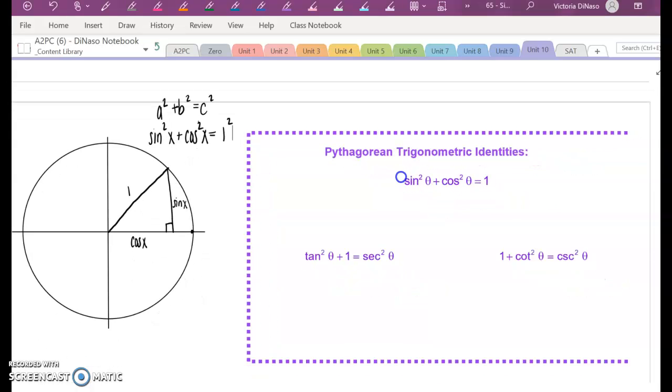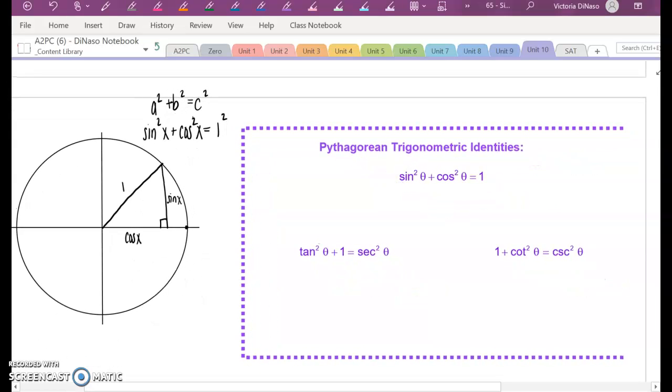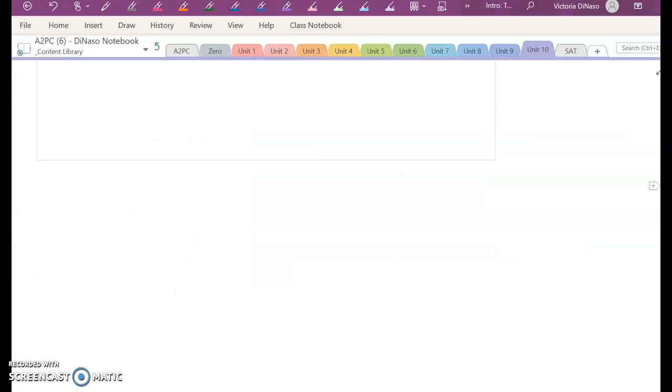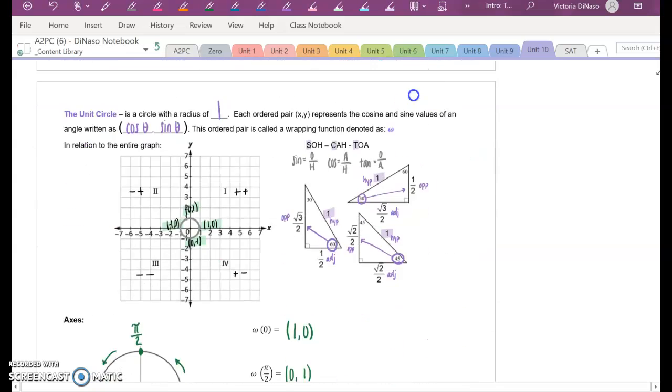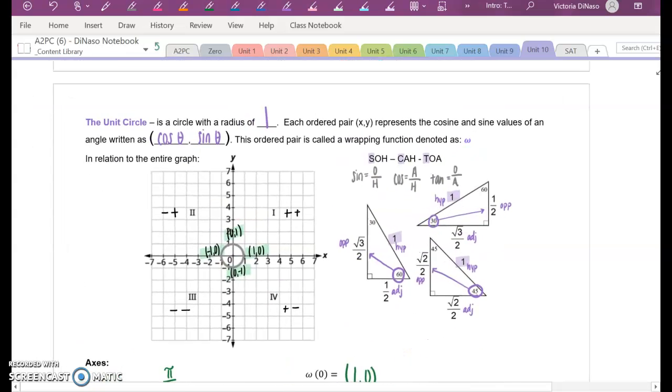So our Pythagorean trigonometric identities, the first one, sine squared plus cosine squared equals 1, comes from the Pythagorean theorem, because in the unit circle, it's all made up of triangles. That's how we get everything in the unit circle. If we go back to the introduction to the unit circle, we talked about how the unit circle is made up of all different triangles with a radius of 1.